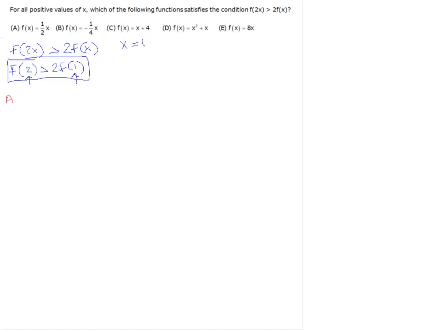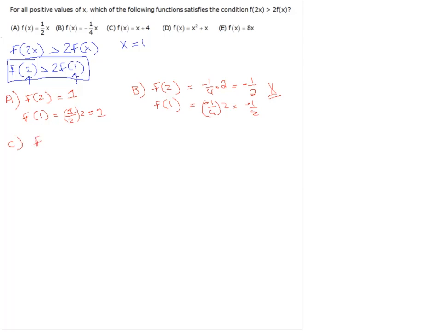So if we go with answer choice A to start, we see f of 2 is simply equal to 1/2 times 2, which is 1. We see that f of 1 is 1/2, and of course, if we multiply that by 2, we get 1. So does that satisfy the condition? No, it doesn't, so we keep moving. F of 2 in B is -1/4 times 2, so that's going to give us -1/2. F of 1 in B is just going to give us -1/4. Once again, if we multiply that by 2, we get -1/2 as well. The condition is not satisfied.